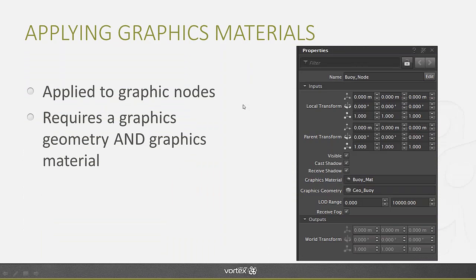Now, you apply graphic materials to graphic nodes, and if you want to apply graphic materials to a graphic node, that graphic node also needs to have a graphics geometry, because if you don't have a graphics geometry providing the visual volume of your model, then you're not going to be able to unwrap your graphic materials to it.